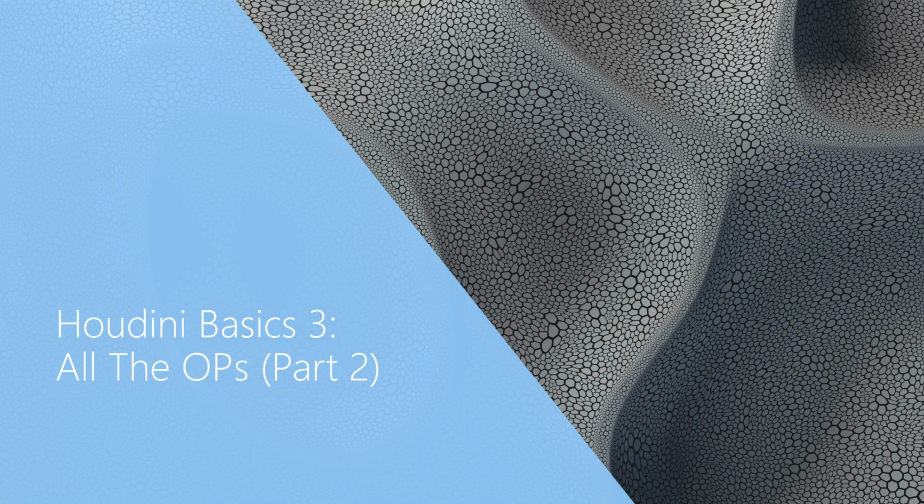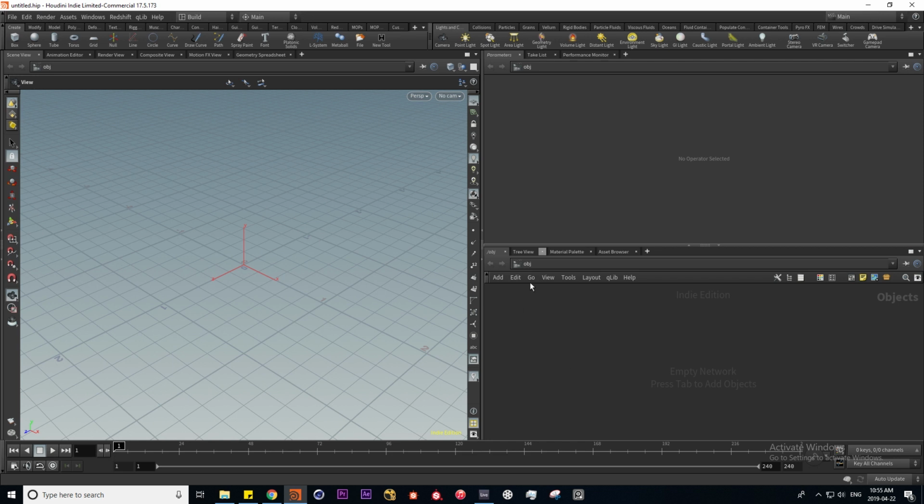Hello and welcome back to part 3 of Houdini Basics, and today I'm going to be talking about the different kinds of operators within Houdini. So you may have heard some of these words like SOPs, DOPs, CHOPs. These are different environments within the Houdini operating system which operate under different sorts of logic.